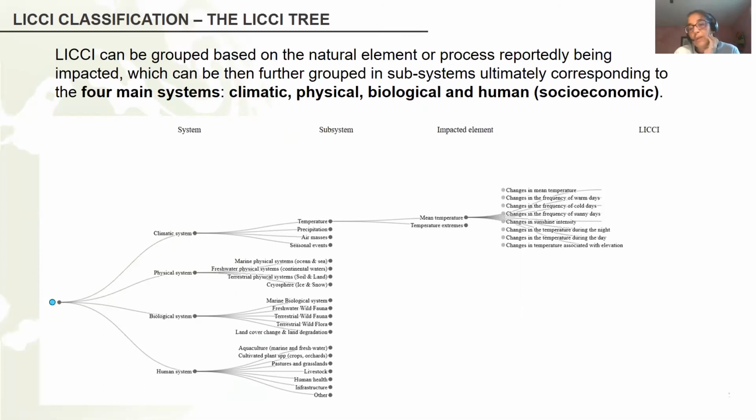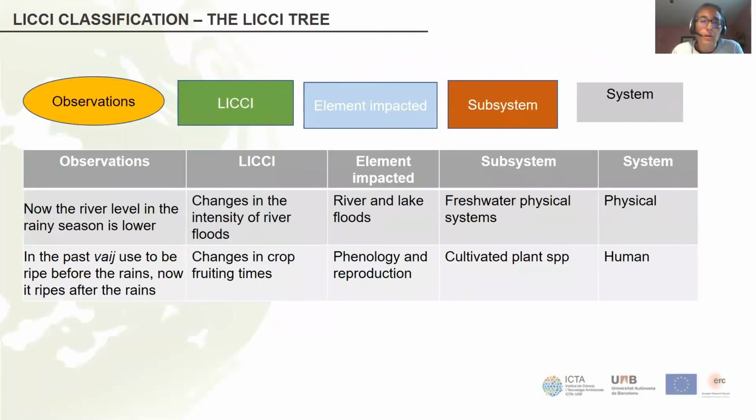And the power of this is that this allows cross-cultural comparisons, right? So you could compare observations, or frequency of observations, in one system in one part of the world with frequencies of observations from another part of the world, right? Because you have a common base to compare observations.